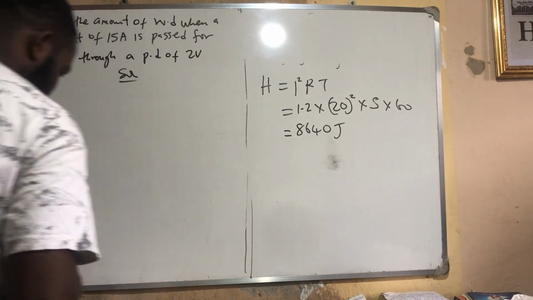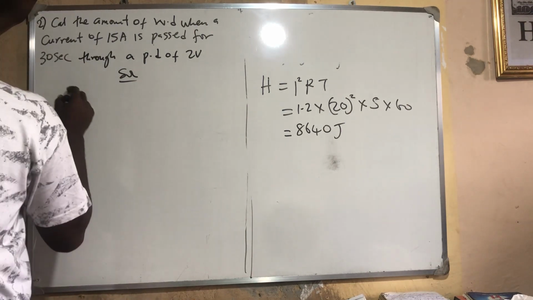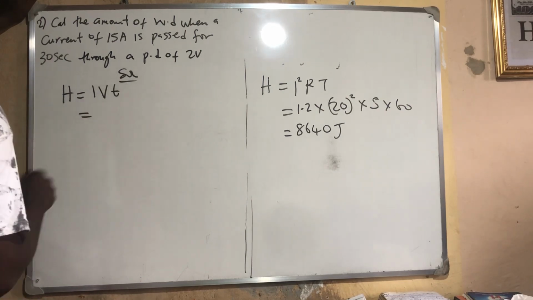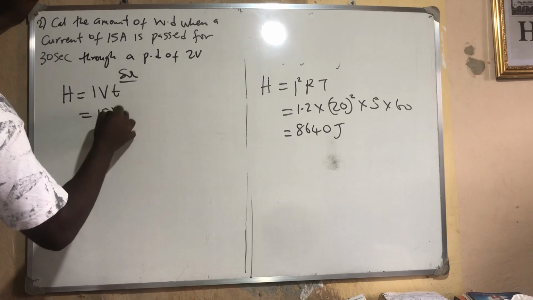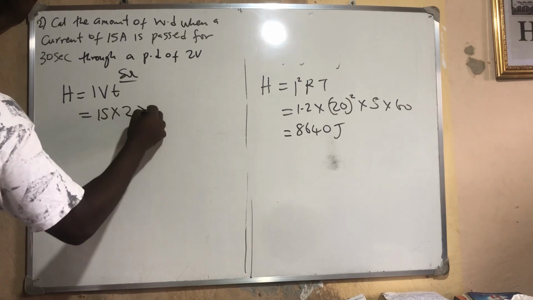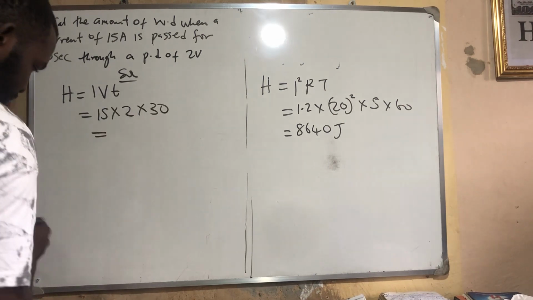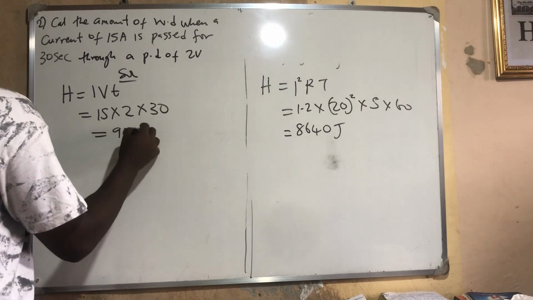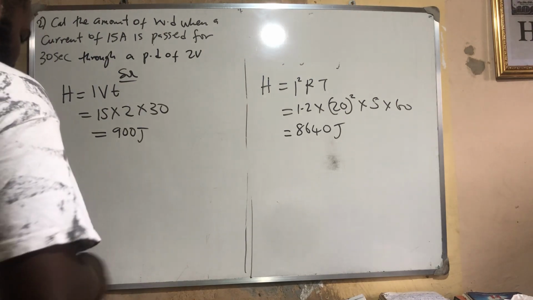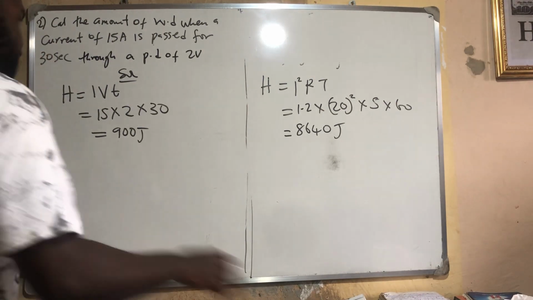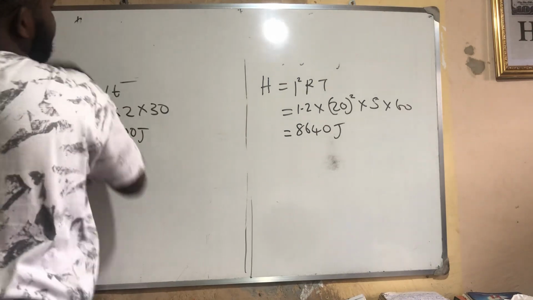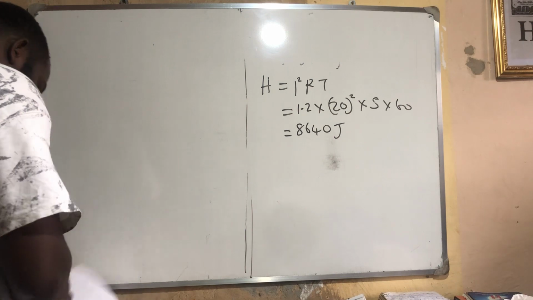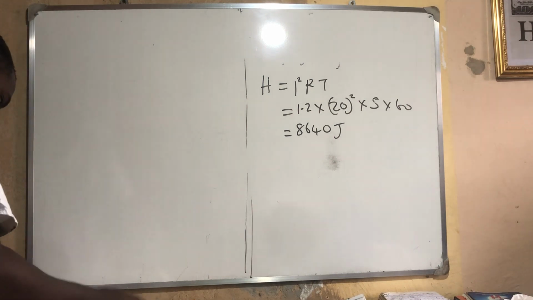Solution. What do we know? We know that heat energy is equal to IVT. My I is 15 times my V is 2 times my 30. So if you do that, you have 900 joules. This is very simple. So that is that for that.